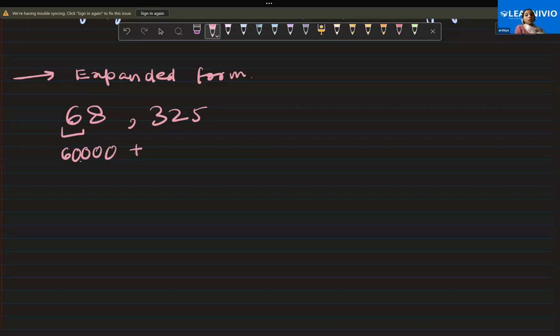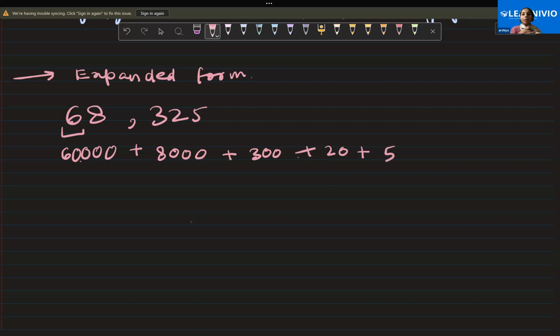Now what is the next number? What is the next digit? 8. And 8,000, yes, very good. So I'll write 8,000. Then what should I write? Plus 300, don't forget to add. Yes, plus 20 and plus 5.